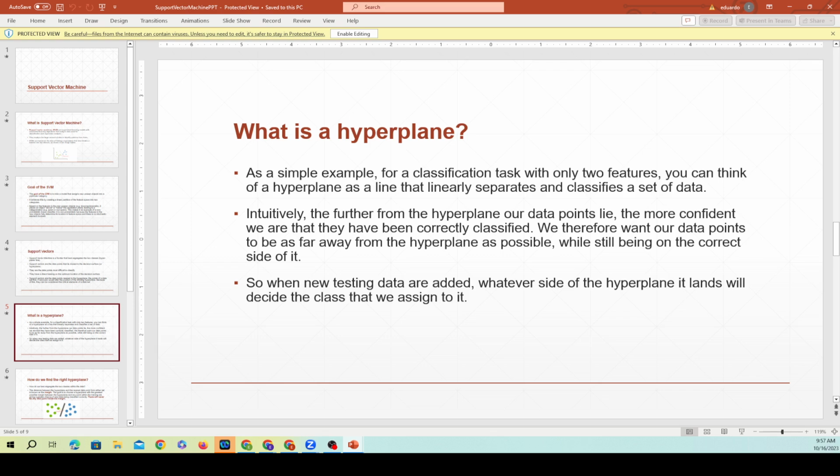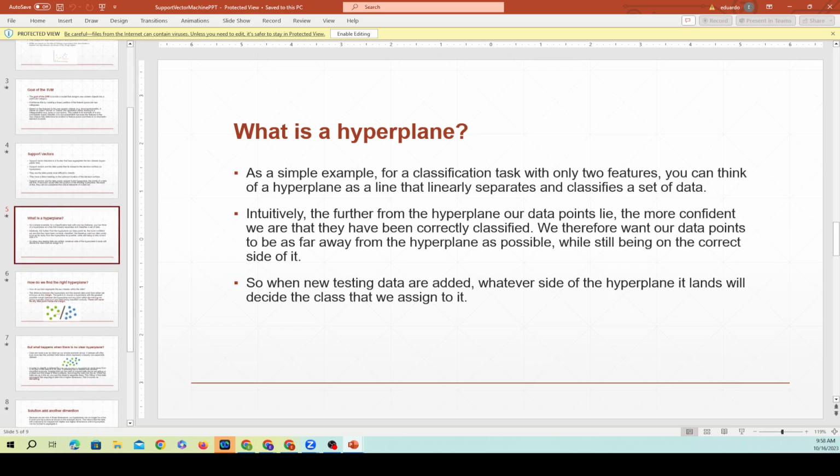Intuitively, the further from the hyperplane our data points lie, the more confident we are that they have been correctly classified. We therefore want our data points to be as far away from the hyperplane as possible while still being on the correct side of it. So when new testing data are added, whatever side of the hyperplane it lands on will decide the class that we assign to it. So let me explain what that means.